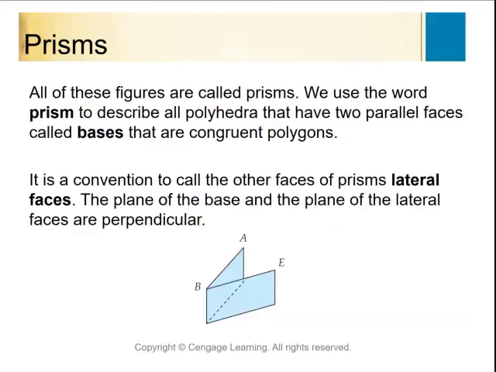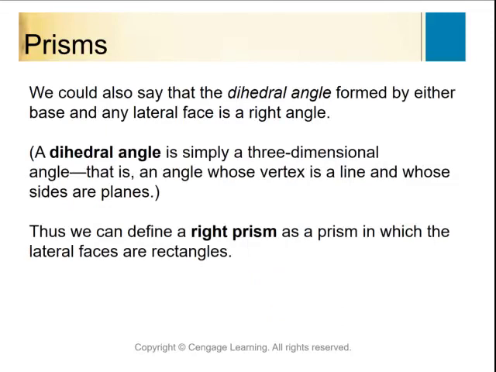When we talk about bases, what we're talking about are the two parallel faces. So in this, we would be looking at the face on the top and on the bottom. That's usually how we'll describe it. If we have two parallel faces, we're going to call that a prism. And the other faces that are not parallel are called lateral faces. Where the lateral face and the base meet, we're going to call that a dihedral angle. And if it forms a right angle, then we are going to say that we have a right prism.